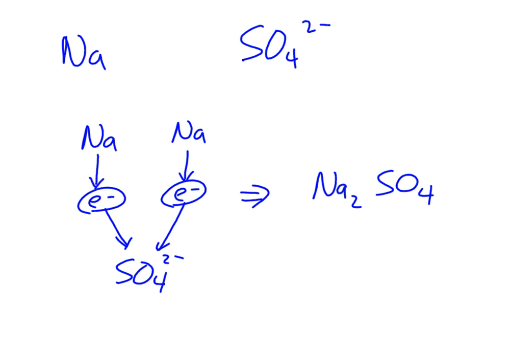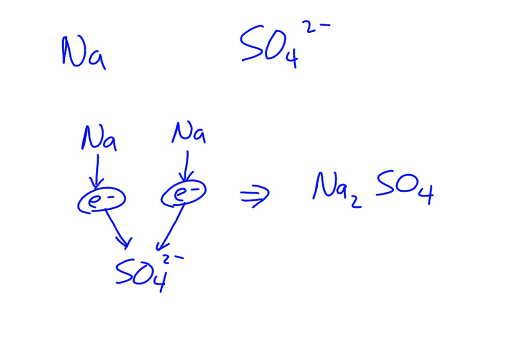Notice though that I deal with the sulfate all together. I don't split up the sulfurs and the oxygens. I deal with that all as just one ion. So we had our Na plus as the positive ion and the SO4 2 minus as the negative ion.